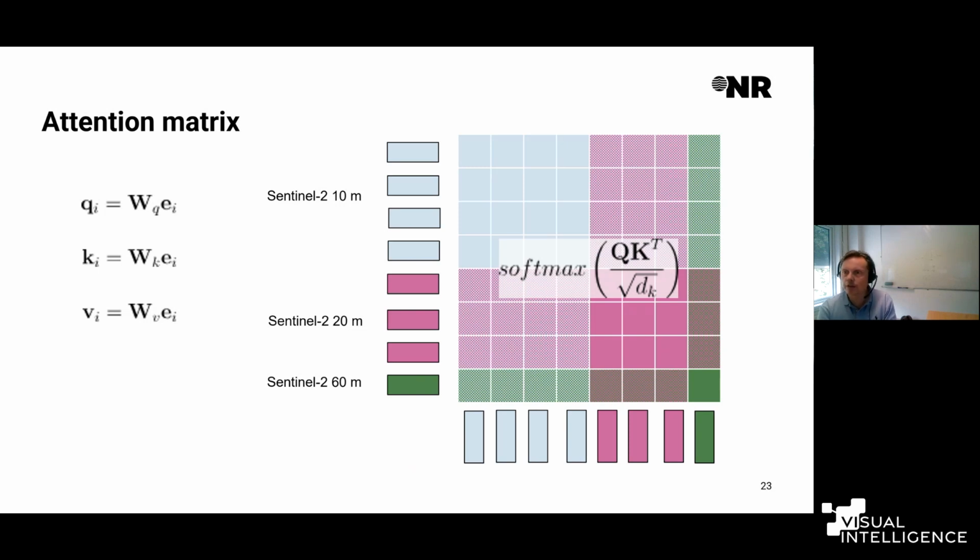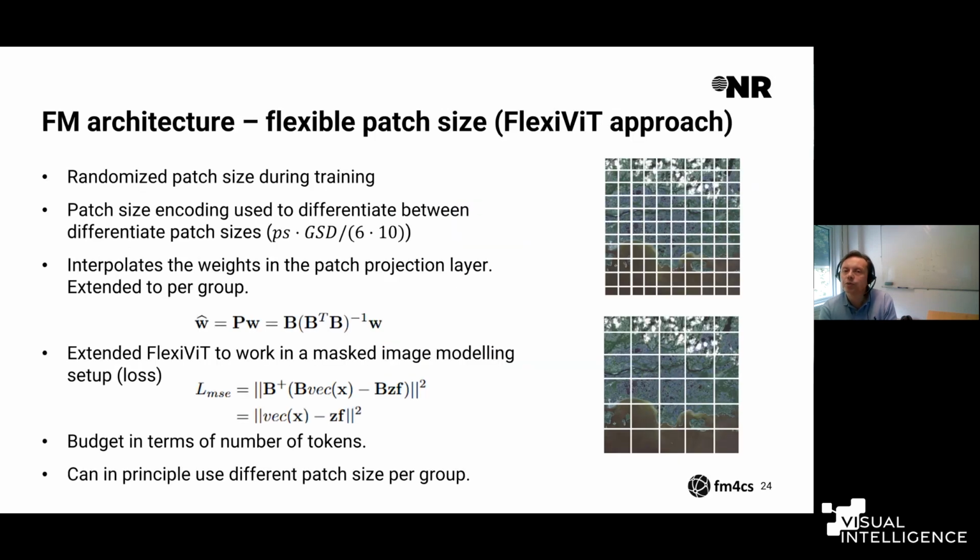Since we are using a flexible patch size, and that is randomized during training, we need to move into the so-called FlexiViT approach that was developed a year ago. We have done that here, and we need to encode the patch size so the ViT knows what the patch size is. And more importantly, we need to change the weights of the patch projection layer, since that will be different each time.